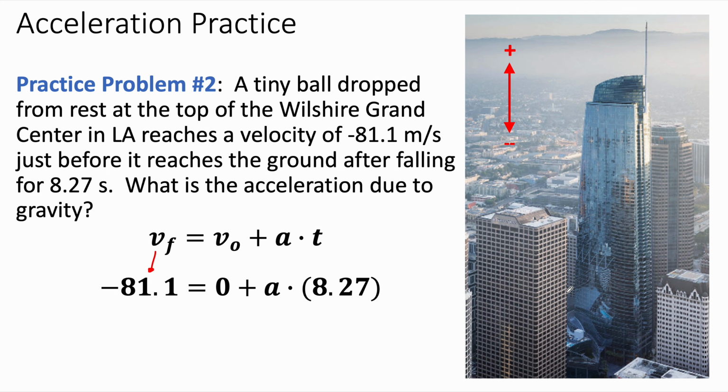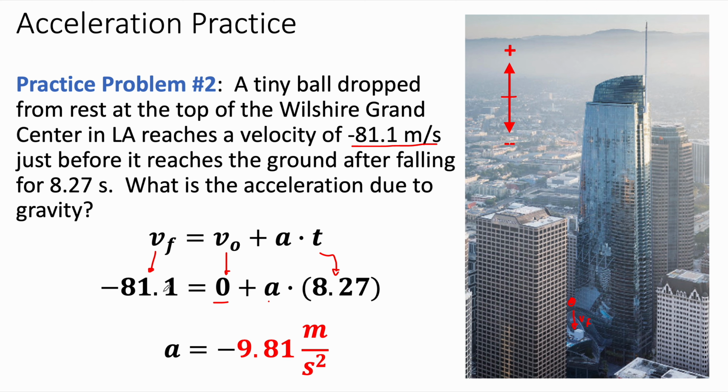You might say, wait a second, why is it negative? Well, just like we usually make towards the right positive and towards the left negative, when we're working vertically, we tend to make up positive and downward negative. And the ball's final velocity, it's heading downward, so it's going to have a negative for its final velocity. I kind of gave it away here when I wrote it down. The initial velocity of the ball is 0. The time it takes to hit the ground is 8.27 seconds. And so when we get this equation, we just have to solve it.